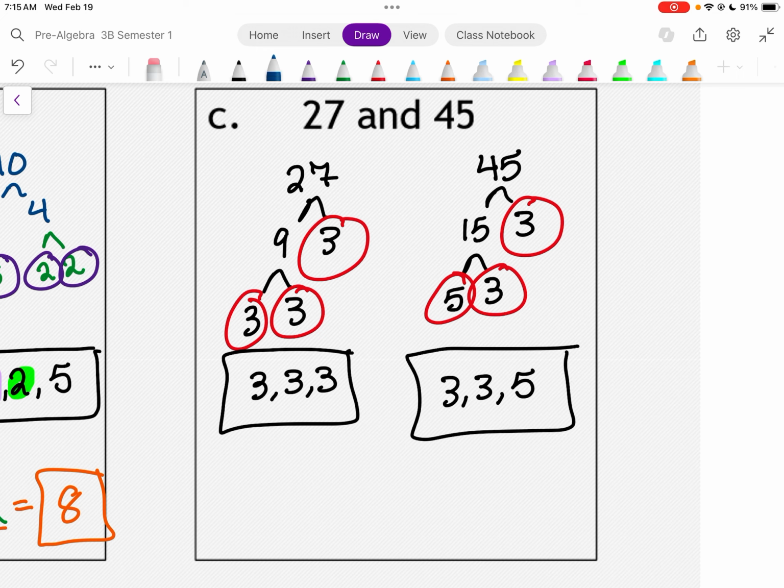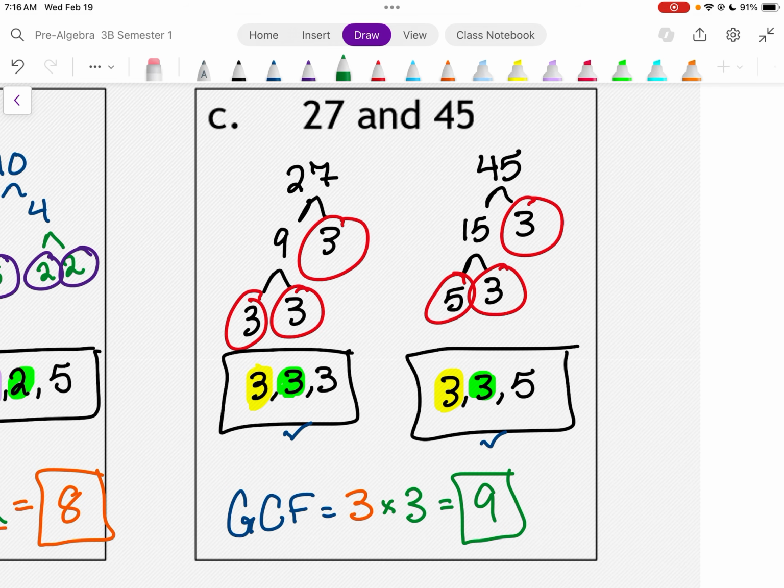Once you have your two lists, you want to make sure both of those are the same as here. You are going to find your GCF, where we're multiplying any common numbers, or common factors, that they have. So they have the first 3 in common with each other. We'll write that down. And then they also have a second 3 in common. So we're going to put times 3. So our GCF here is going to be 3 times 3, or 9.